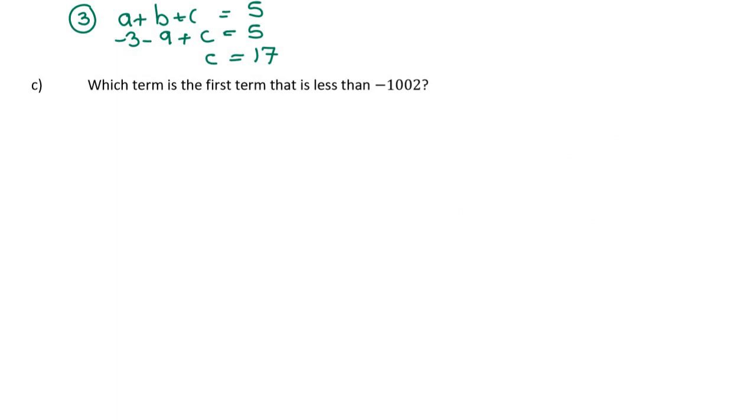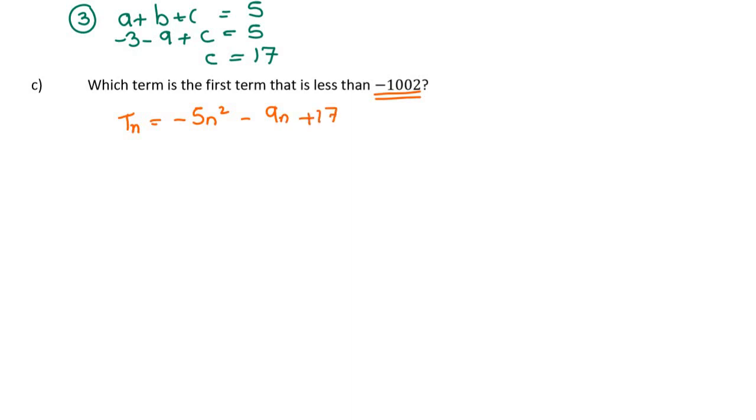So now this question says, which term is the first term to be less than minus 1002? Now the first thing to notice is they have not said that minus 1002 is actually a term in the sequence. I don't actually know. So I'm not necessarily expecting n to be a whole number, because they didn't say which term is equal to minus 1002. They said which term is less than. So far I know that my formula is negative 3n squared minus 9n plus 17.